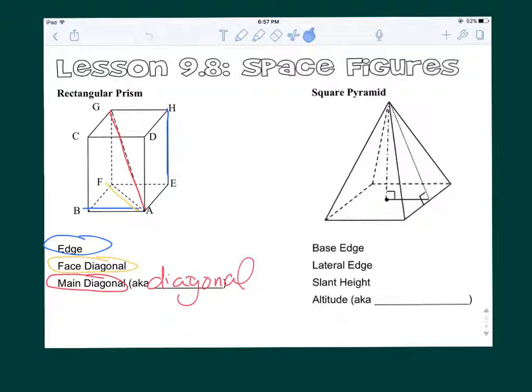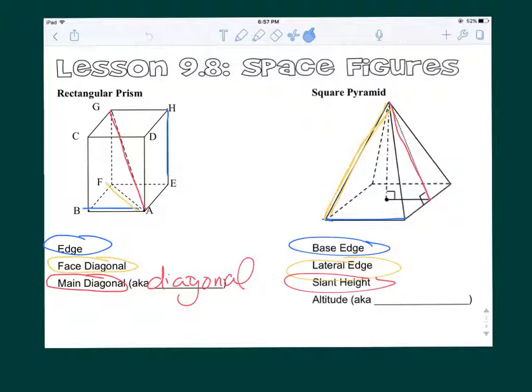For the pyramid, we have to talk about two different kinds of edges. We want to have a base edge, which has to be along the bottom there, along the square. We have a lateral edge, which would be something like this along the side. Then we have a slant height. That slant height has got to be in the middle of one of the triangles. So that slant height we'll mark in red.